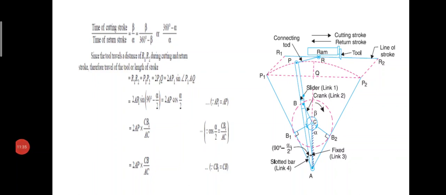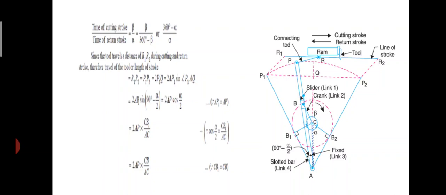The time of cutting stroke upon the time of return stroke is beta upon alpha. So beta upon 360 minus beta, or 360 degrees minus alpha upon alpha. Since the tool travels a distance R1 R2 during cutting and return stroke, the travel of the tool or length of stroke is equal to R1 R2, which is equal to P1 P2, which is twice P1 Q.